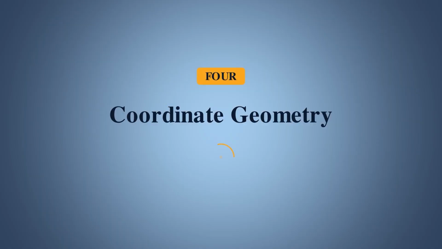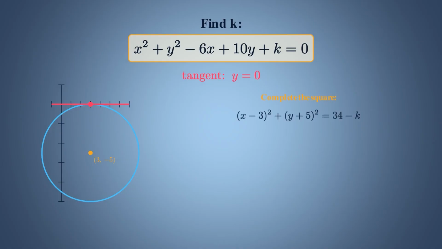Number 4 are questions about circles. So this is coordinate geometry, and the question type barely differs from year to year. It always starts the same way. You have to complete the square. That's how you find the center and radius. And then you're given some new information: a tangent line, a perpendicular gradient, a value of k.